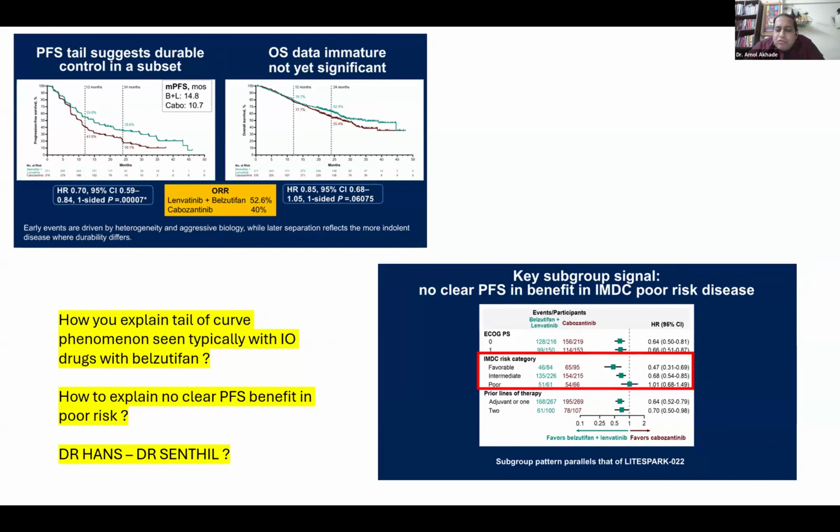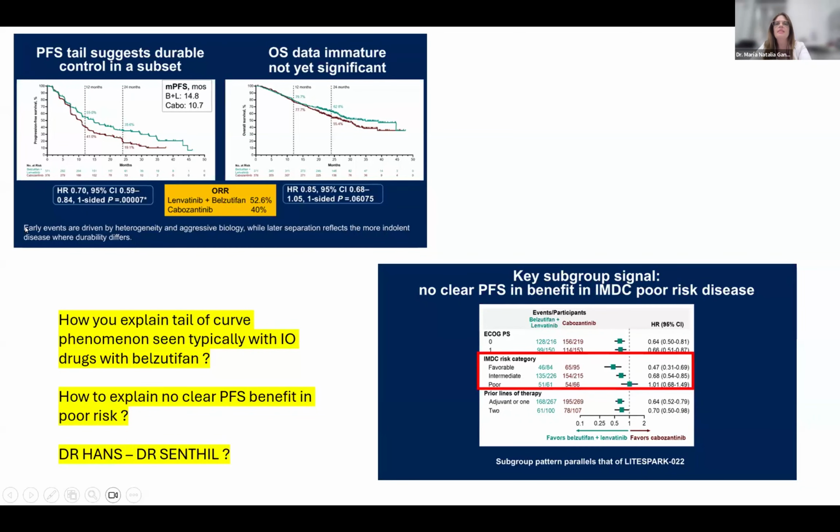Yep. So what about the subset analysis? I know the numbers are not great in the poor risk, but Dr. María, any thoughts on this? No clear PFS benefit in poor risk, or is it too early to say in the small subset? Or Dr. Yüksel, can you take this question? Hello, everyone. Okay. Thank you, Amol, for the invitation.